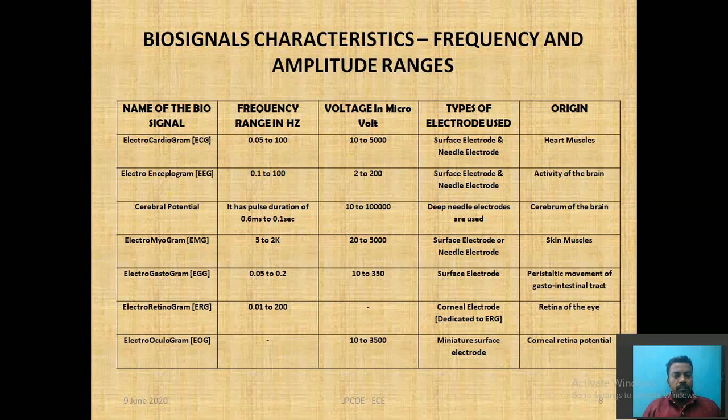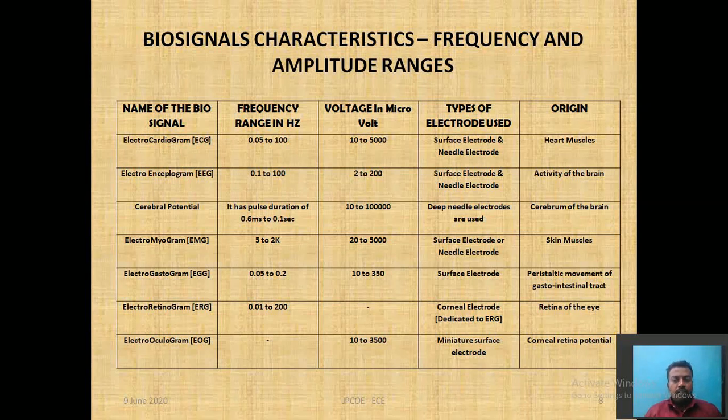The frequency of the EEG signal is from 0.1 Hz to 100 Hz. The voltage range is very low, that is 2 microvolt to 200 microvolt. Here, to measure the EEG we are using a surface electrode or a needle electrode.